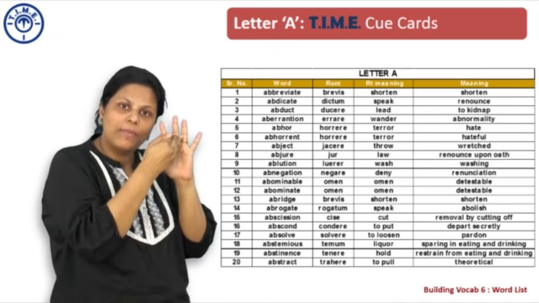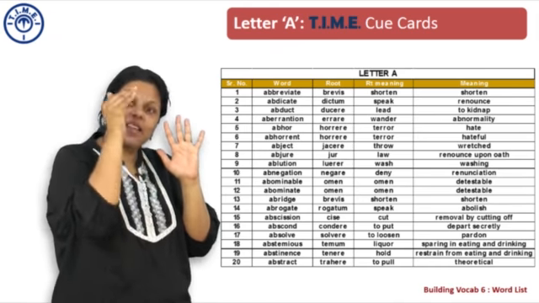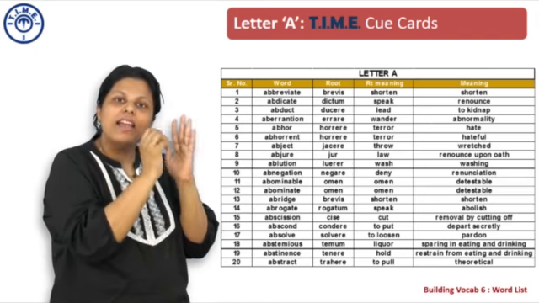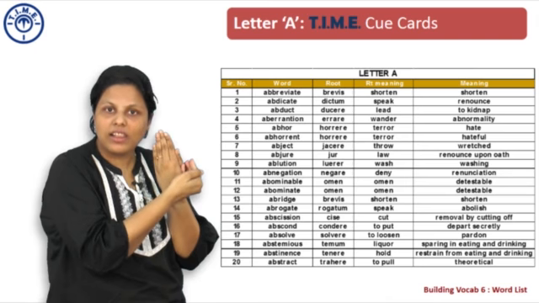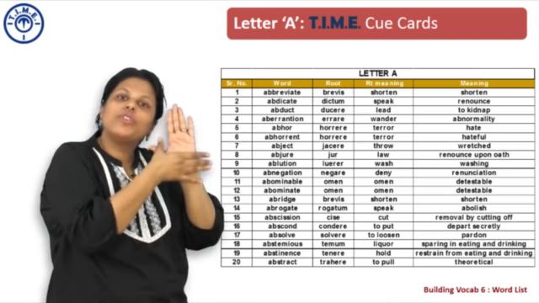So probably the root of abnegate is deny. So maybe abnegate has something to do with deny. So the meaning is deny. I'll check on the reverse side. The meaning is given to me. Abnegate is self-denial. So accordingly, can I use the cue cards also?